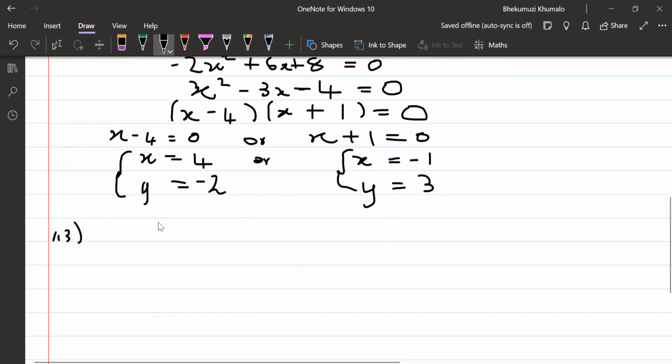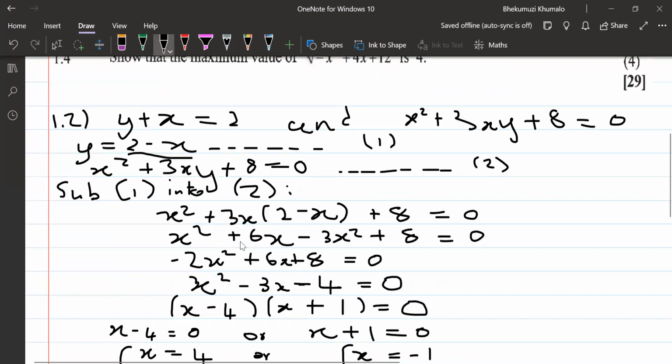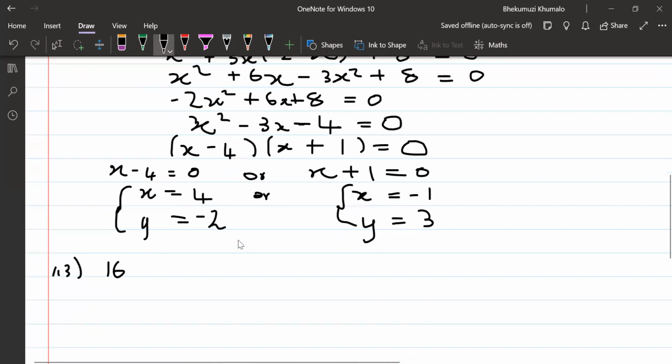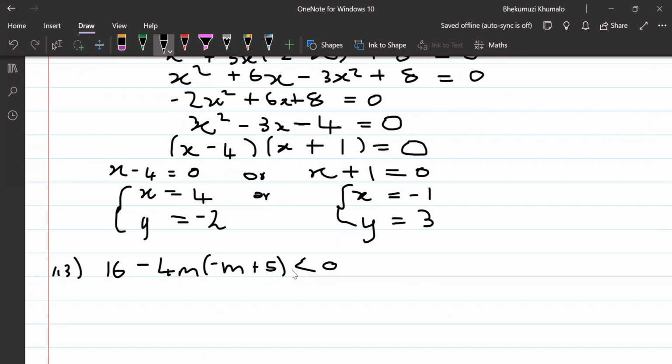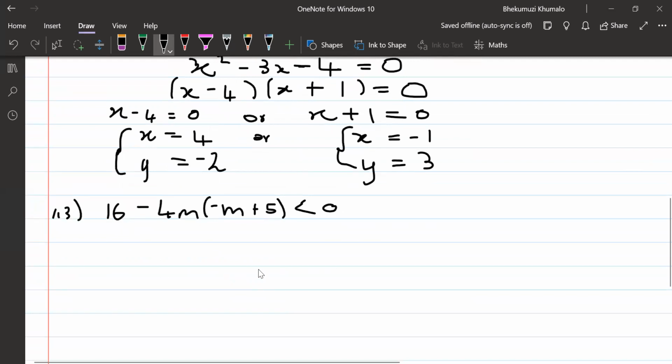So what we just need to do is take the 16, and it is minus 4m, minus m plus 5. That is supposed to be less than 0 because we're looking for non-real roots. So from there, the only thing we need to do is just simplify and actually solve the inequality, right?